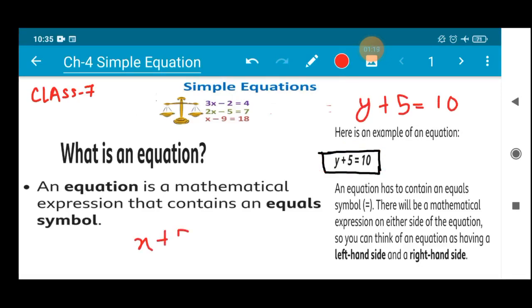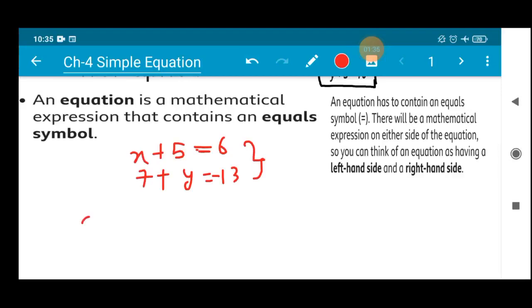All right, so here is an example I have given: y plus 5 is equal to 10. Suppose x plus 5 is equal to 6. 7 plus y is equal to 13 or minus 13. So this type of expression where you will find the equal to sign or equal symbol will be referred to as an equation. Very easy.